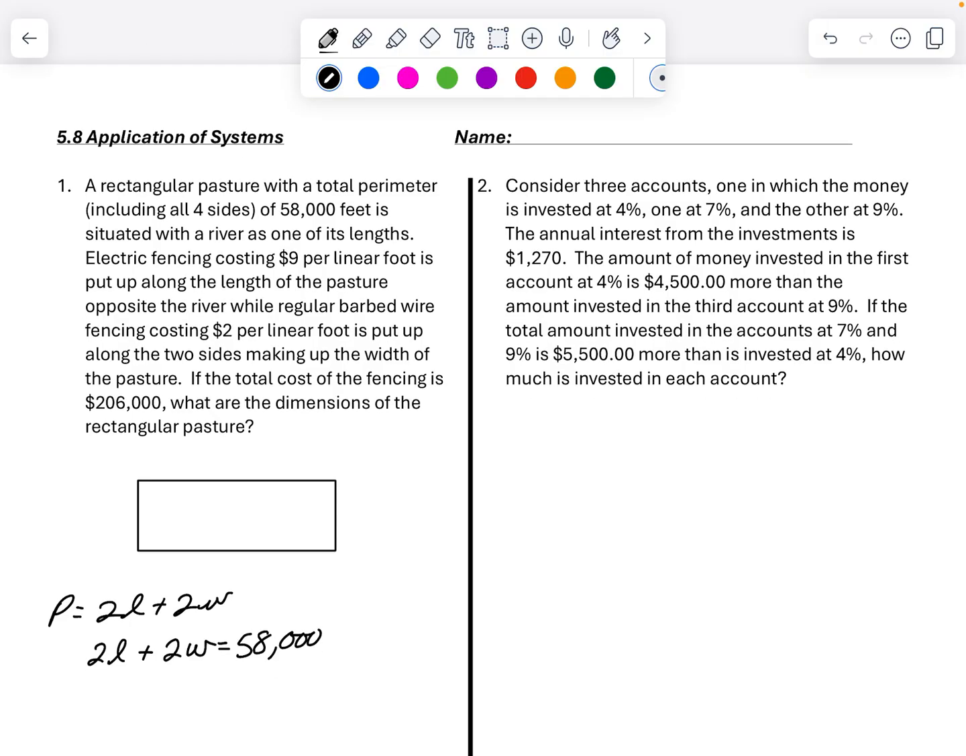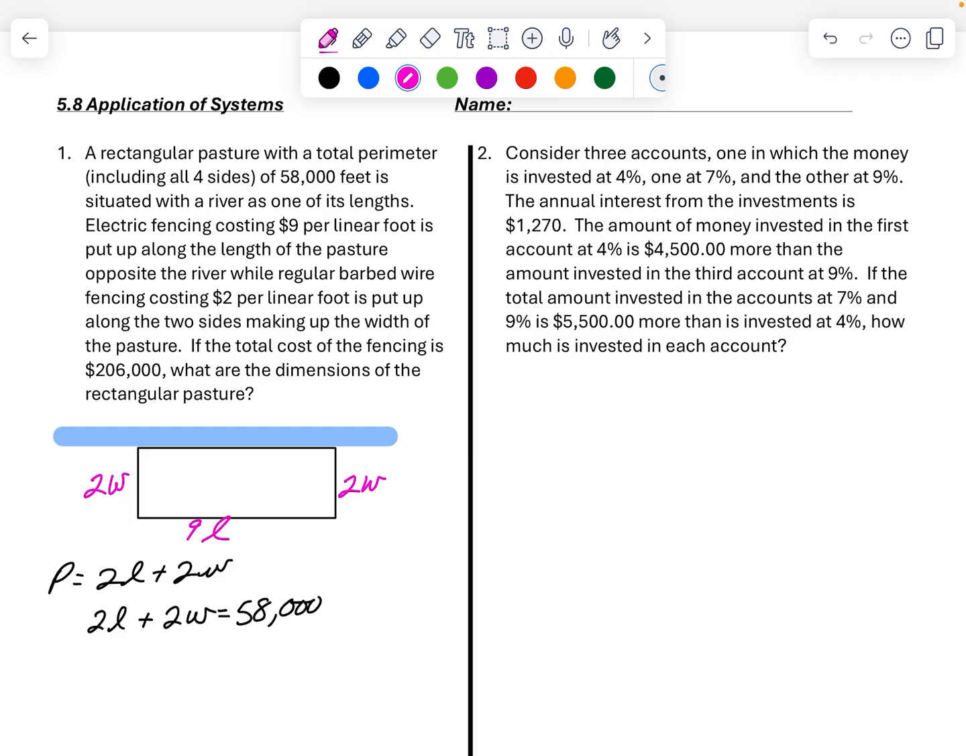It also says that there is a river that runs along one side of the rectangle, so it does not need any fencing. But when we do put fencing in, the length is going to cost us $9 per linear foot, and the width is going to cost us $2 per linear foot. Okay, and all of that comes out to be $206,000.